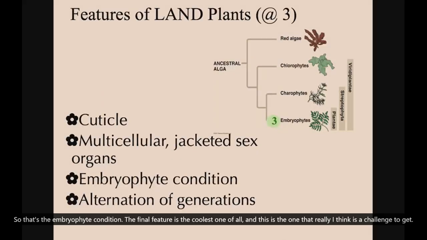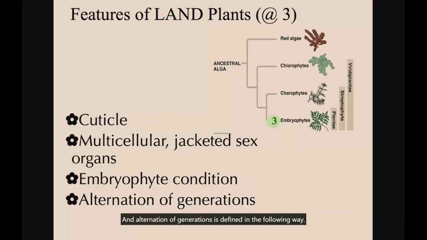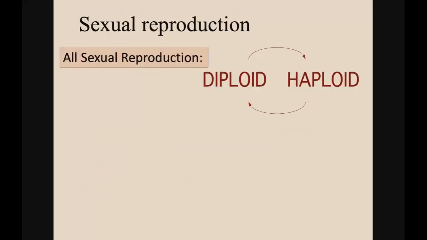The final feature is the coolest one of all. And this is the one that really, I think, is a challenge to get. But once you get it, you'll think this is really neat. And this is called alternation of generations. An alternation of generations is defined in the following way.